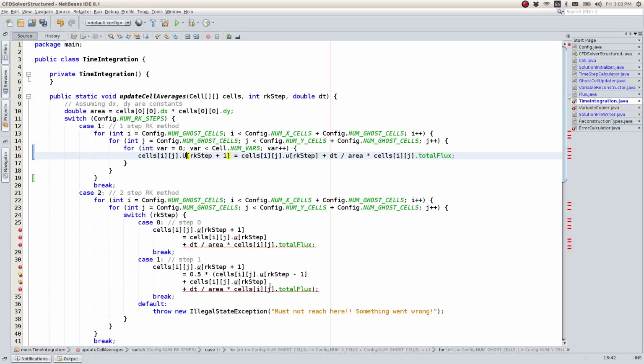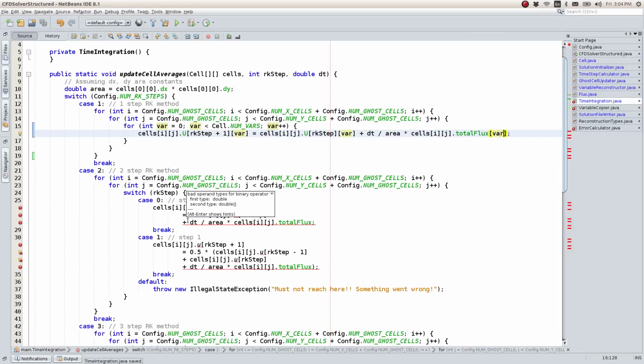This is going to be capital U, RK step plus 1 of the variable is going to be equal to capital U, RK step of that particular variable plus dt divided by area multiplied by cell total flux of that particular variable. So this is done.